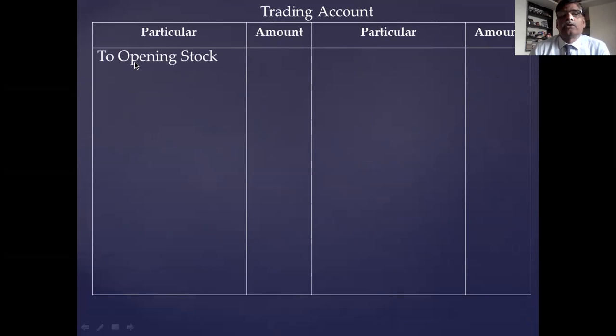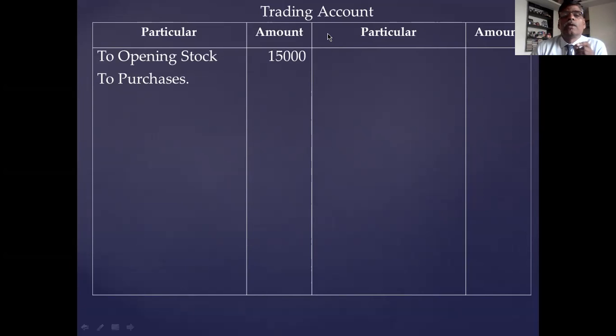First, you take opening stock. Opening stock is 15,000. Then the second item, purchase. To purchase, you take credit purchase from the creditor account and cash purchase from the cash book. Then you take the total purchase and deduct the purchase return. Purchase return means return outward.